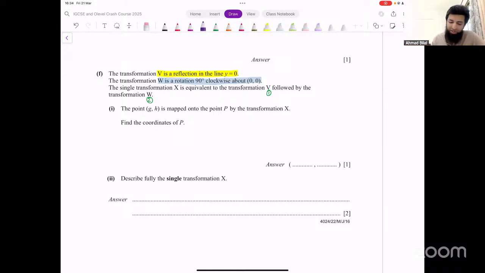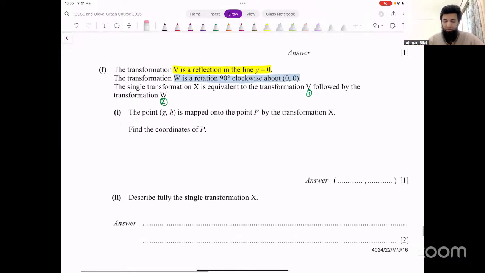The point G, H is mapped onto P by the transformation X. Find the coordinates of P. Now, how do we do that? The point has coordinates G and H. Now, where do we mark G and H? If we had a specific point given, then that would have been much easier, right? But they've not given us the point. They've just mentioned two letters like this, that one coordinate is G and the other is H.